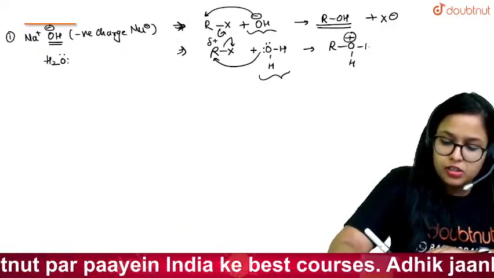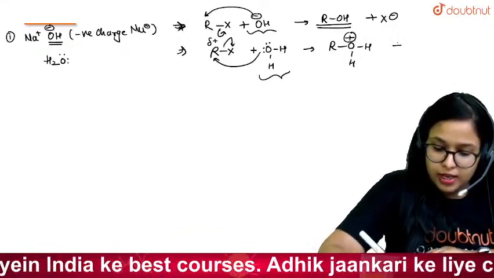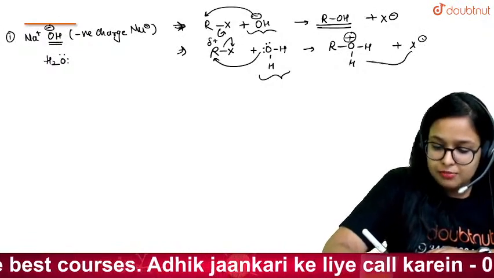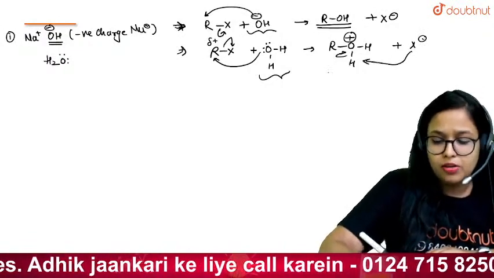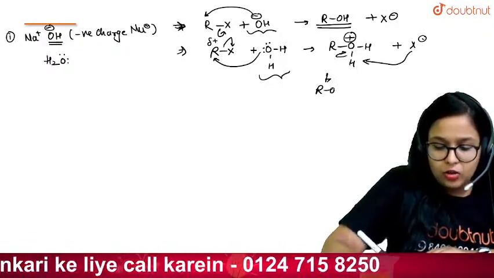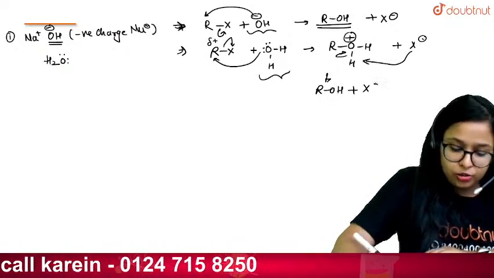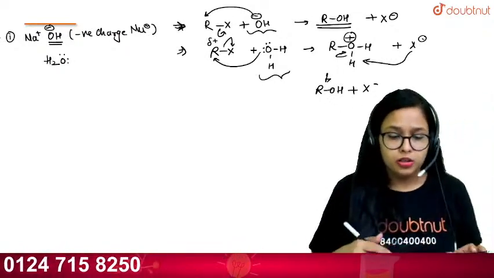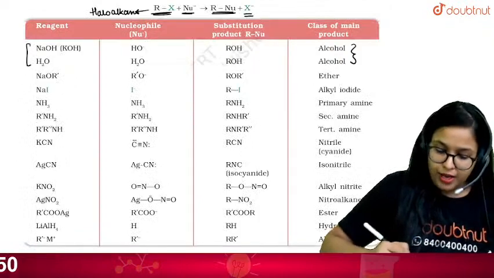Oxygen has donated its lone pair, positive charge develops on it, and you have removed X minus. X minus then takes its positive and forms alcohol again. So in this manner, using NaOH, KOH or water, you form alcohol from haloalkanes.